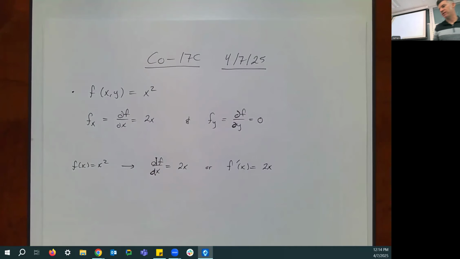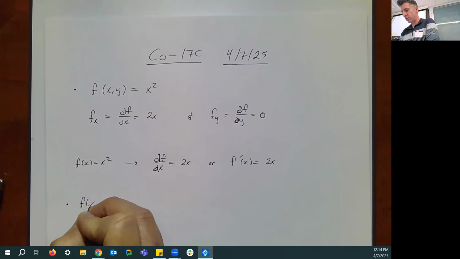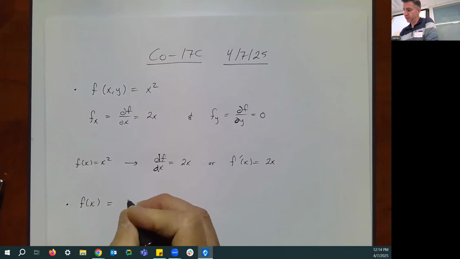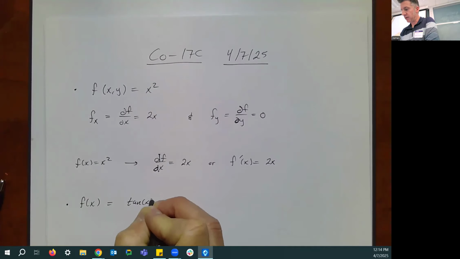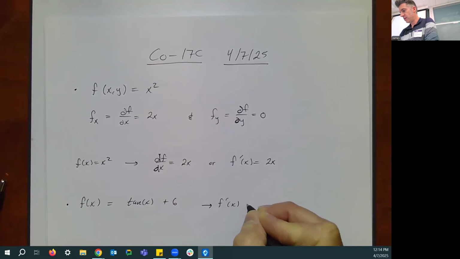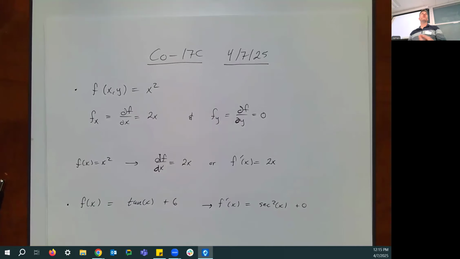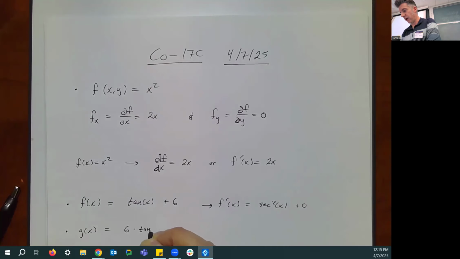A couple important things to remember about functions. If your function is, say, tangent of x plus 6, the derivative is going to be secant squared of x plus 0, because the derivative of a constant on its own is just 0. But if your function is, say, 6 times tangent of x, the derivative of that 6 is not 0, at least not by itself, because it's a constant multiple.